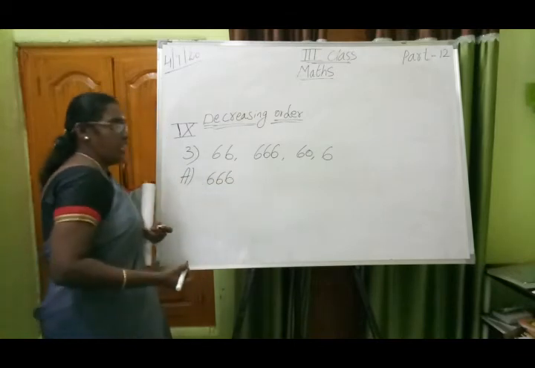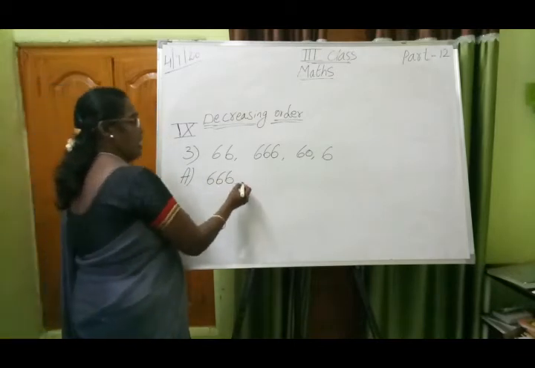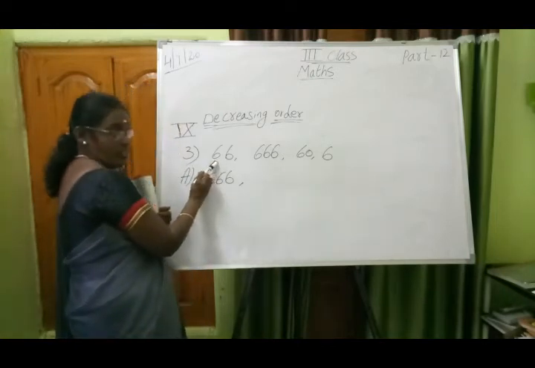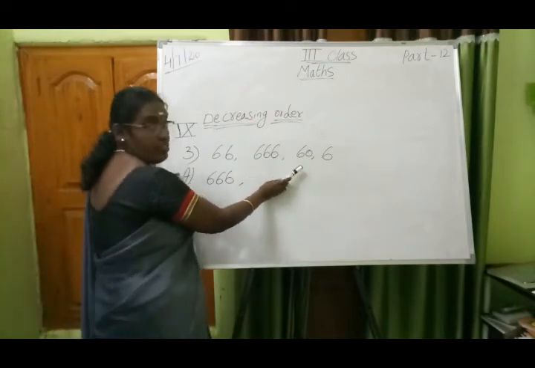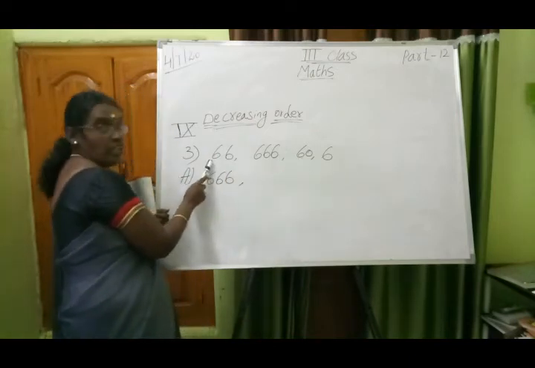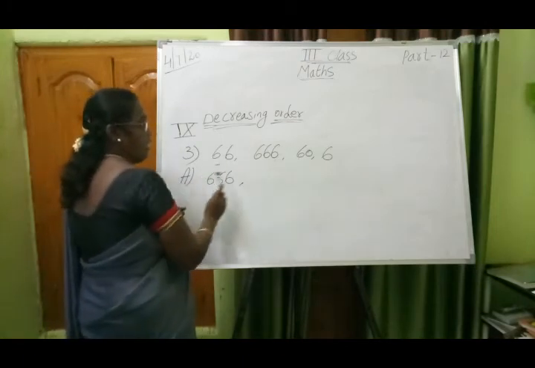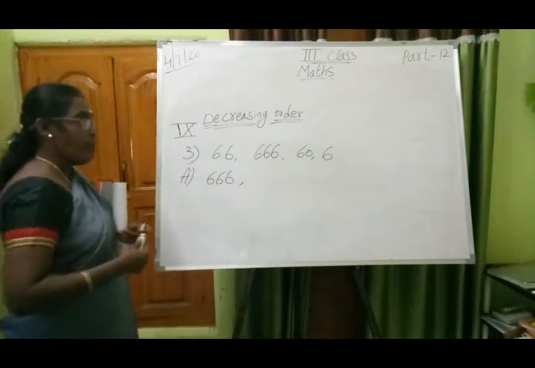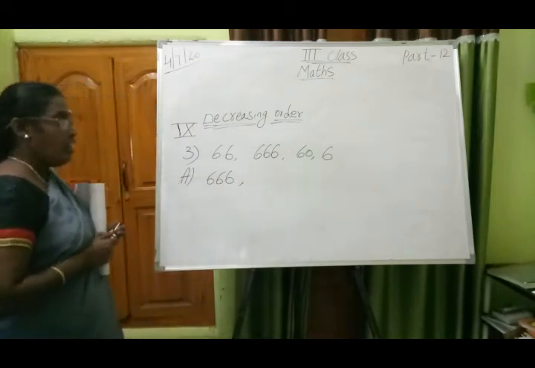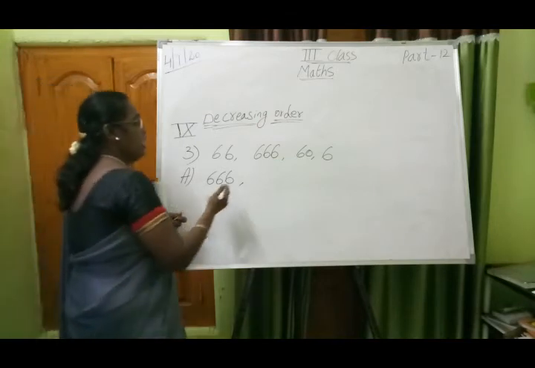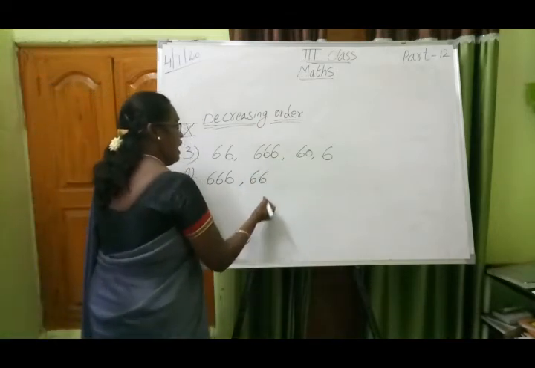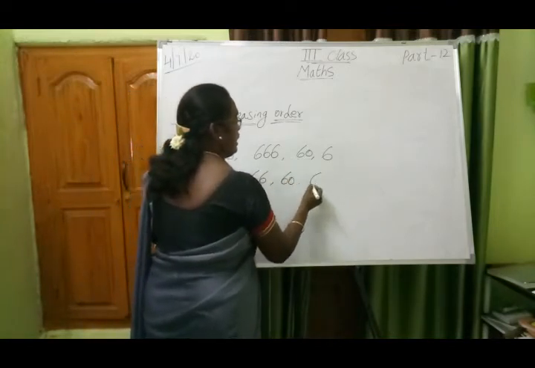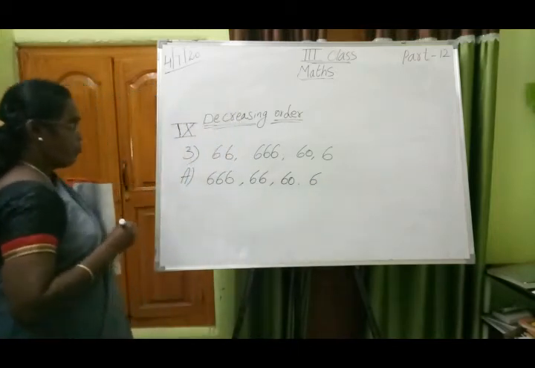666. Yes, children. Next one, see. This is a 2 digit number and this is a 2 digit number. Here in the 10s place, what is the number, children? 6 here and 6 here. In the 1s place, what is there, children? 0 and 6. Which is the bigger number, 0 or 6? Yes, 6 is the bigger number. So we have to write 66. After that, the 2 digit number is 60. After that, 6. You understand, children, now?